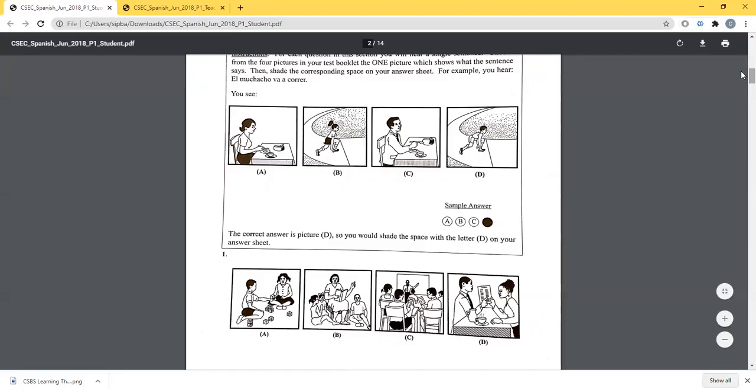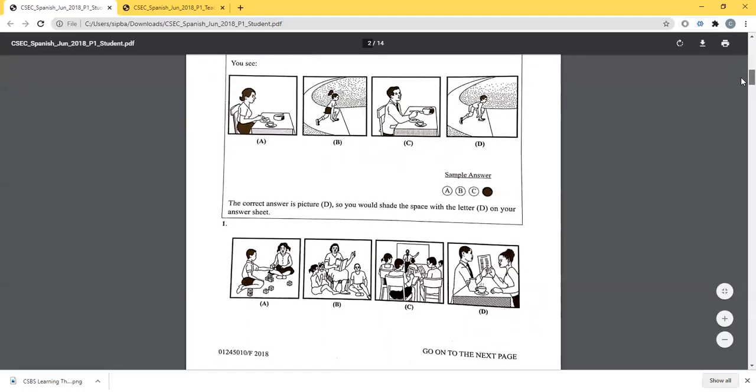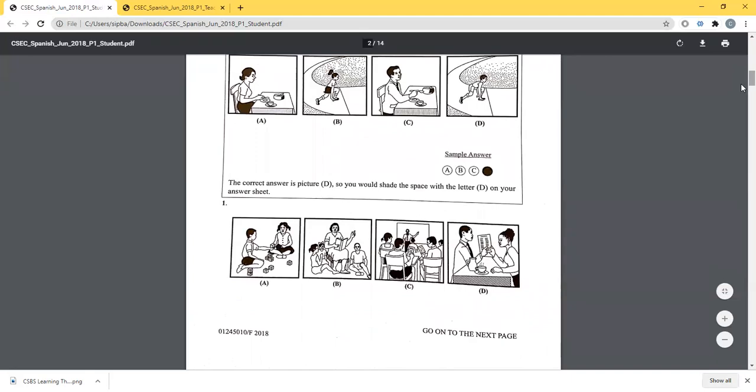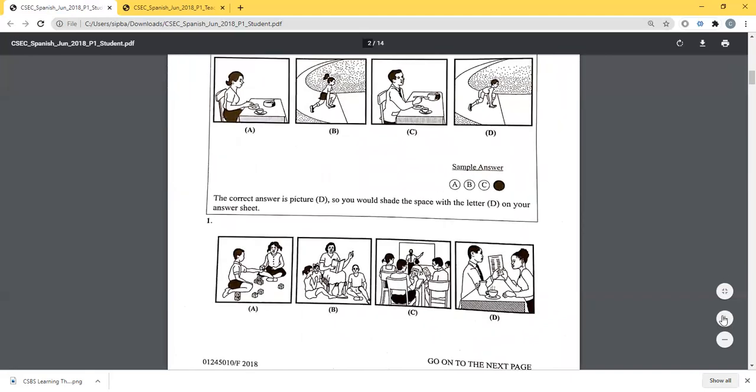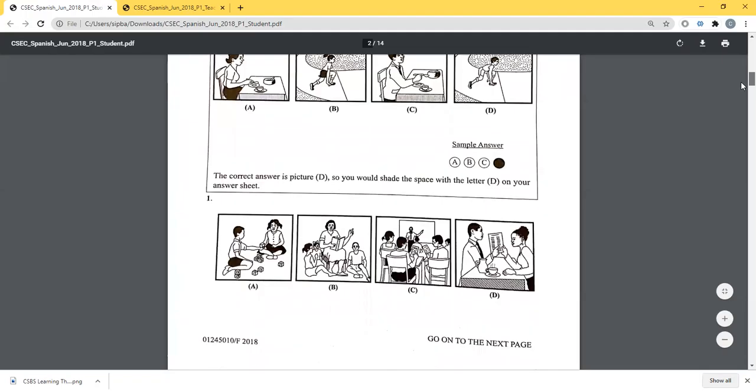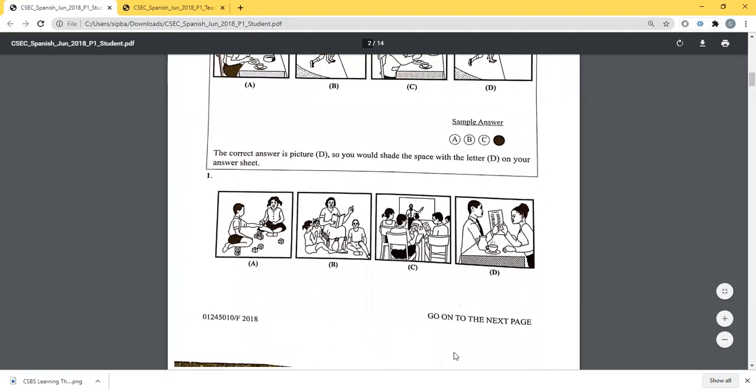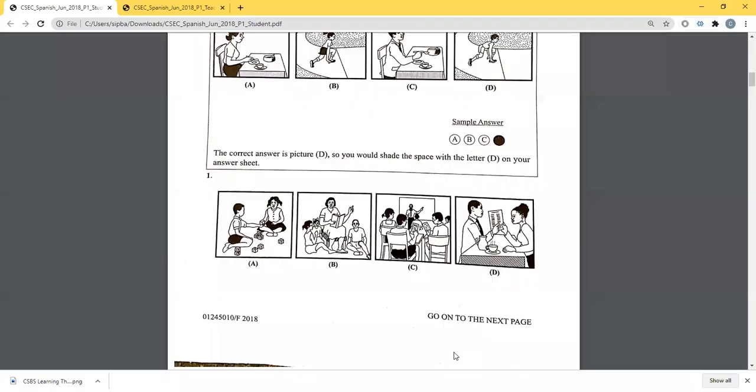Wonderful. So we're going to look at section A where we have these interestingly illustrated pictures. For all these pictures, you are going to hear a single sentence and then you have to pick the best option. Wonderful. So let's begin. Question 1. ¿Les gusta oír el cuento?